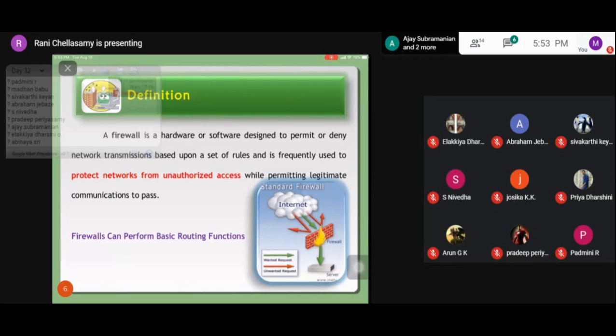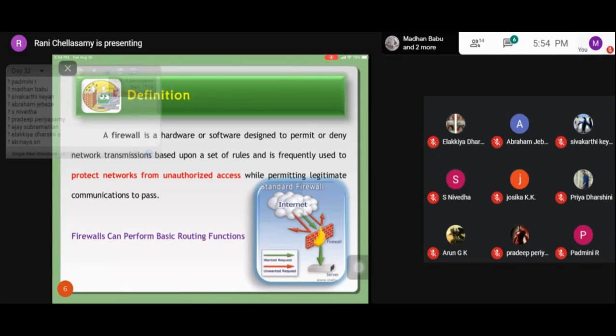So that rule will be designed by the user based upon the request the firewall will act upon. It is frequently used to protect the network. So mainly the firewall gives protection to the network. Security is provided with the help of the firewall from unauthorized access while permitting legitimate communications to pass. What is meant by legitimate communication? That is, trusted network or trusted transmission of information can be allowed to pass through the network.